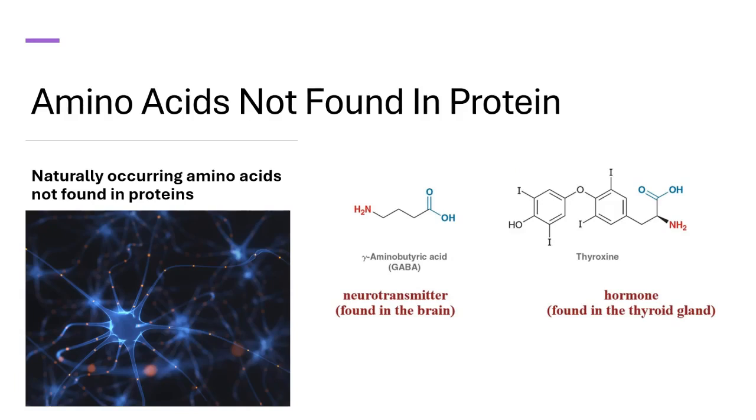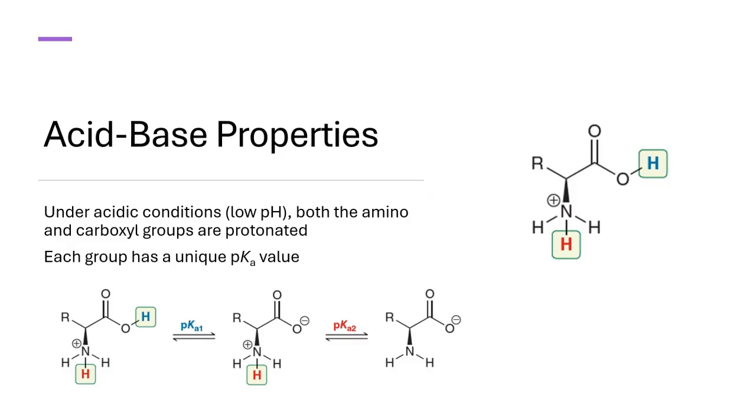Acid-base properties. Under acidic conditions, which means a low pH, both amino and carboxyl groups are protonated, and each one of these groups will have a unique pKa value. We'll have pKa1, that's going to be for the carboxyl group, and pKa2, which will correspond to the amino group.